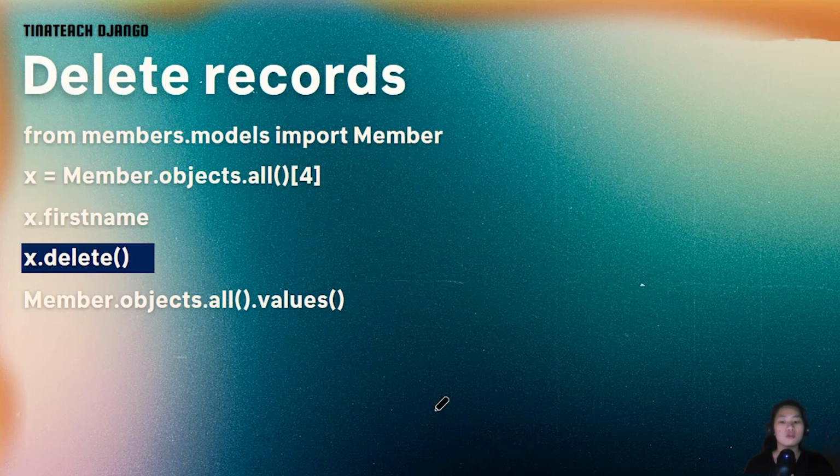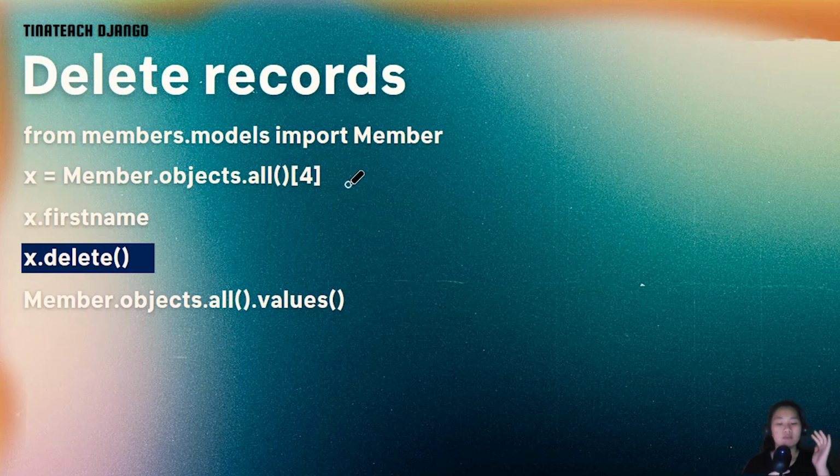The only thing you need to remember is x.delete() with the parentheses. Now what is x? X is simply a variable that gets assigned Member.objects.all() and then the index of the value that you want to delete. Okay, so it goes 0, 1, 2, 3, 4, more or less depending on your database.